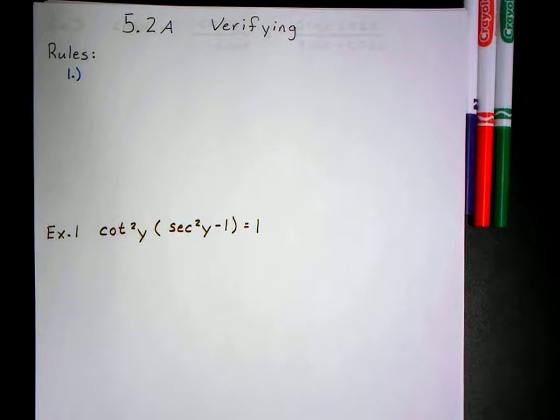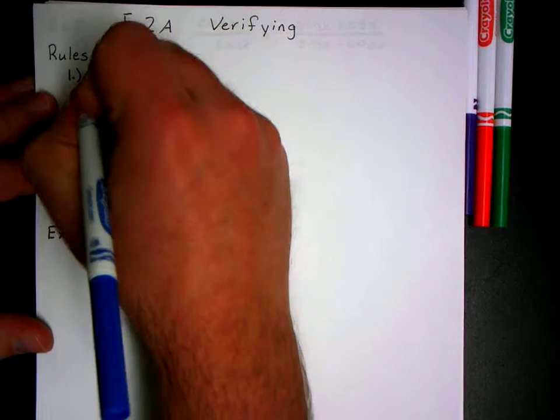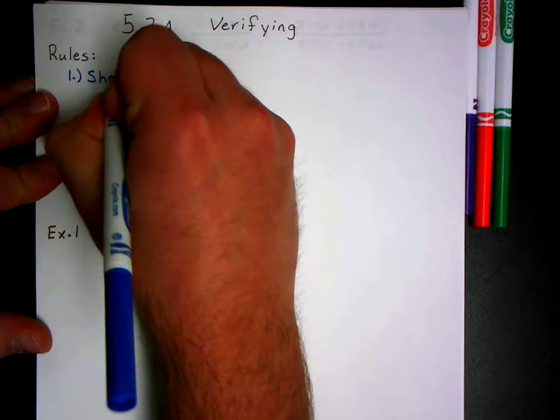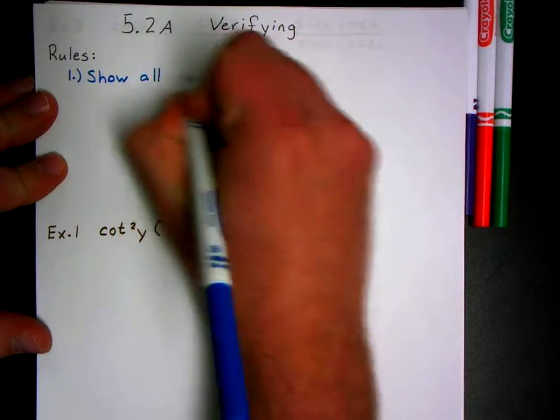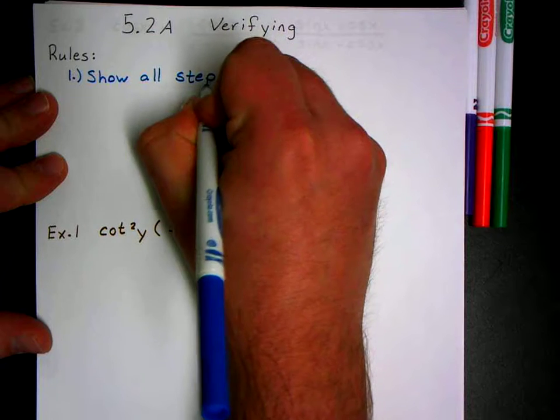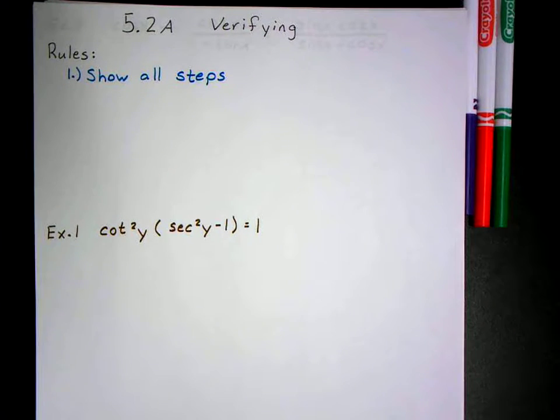First off, and this is usually the hardest one for you guys: you have to show all steps. Basically, these are proofs. So since they're proofs, you can't skip steps. You have to show them, because you can't skip from all the way up here to all the way down here, expecting me to believe that you know how you got from step A to step E.